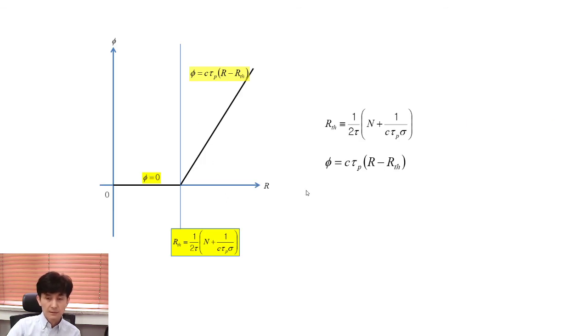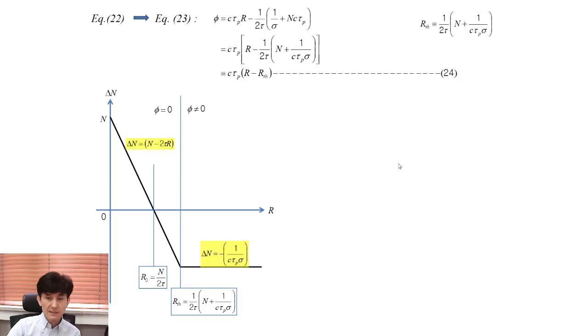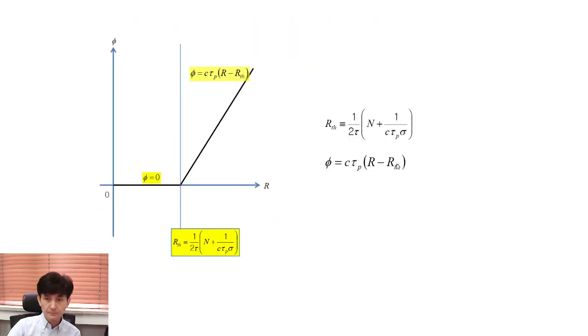So, the mathematical expression of this threshold and the efficiency curve: c times tau p times R. This is the slope. c times tau p is the slope, and that's the important parameter which determines the efficiency of a laser, and the threshold as well.